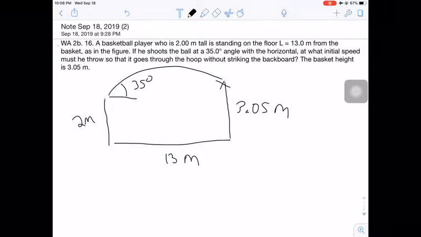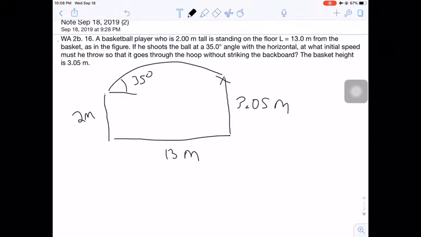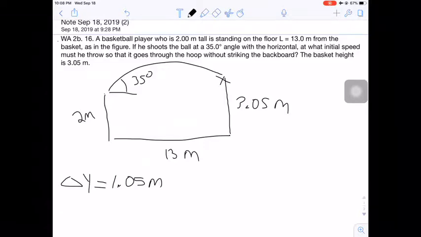Okay. So we know theta is 35 degrees. The vertical displacement of the ball would be the final position minus initial, so it would be 3.05 minus 2, which would be 1.05 meters. And we're looking for its initial velocity, the initial velocity we would need in order to get over there.